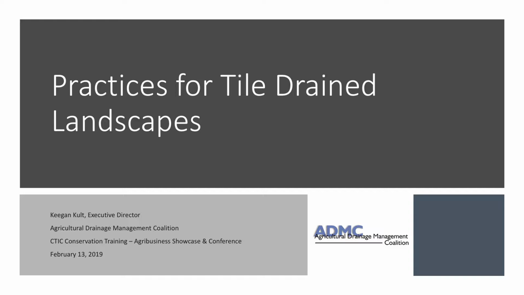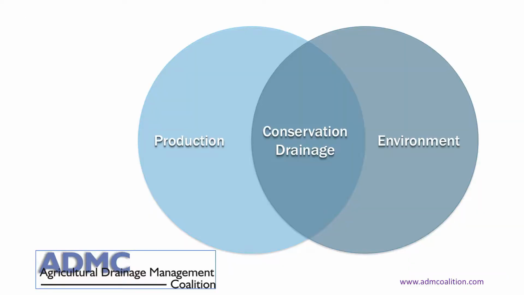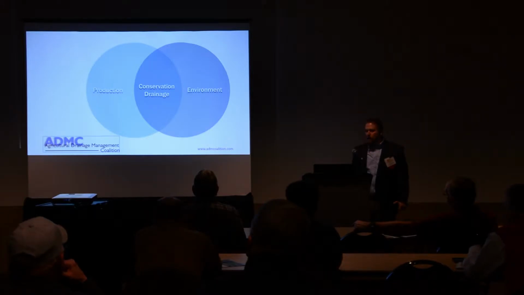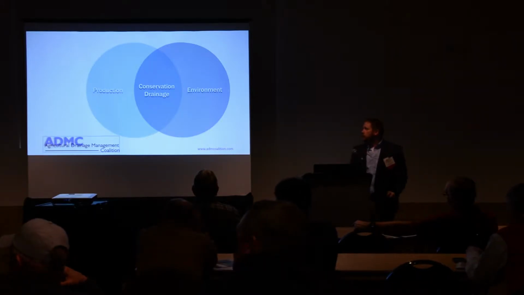So everybody likes a good Venn diagram during a presentation, but this is kind of how we think of the world of our tile system. We need that big production capacity from those field tiles. We always think that field tiles can pay for themselves, maybe get up to a 30% yield bump from pattern tiling a field out, but we know that there can be some environmental consequences. So we're trying to find that nice overlap between those two, where we're getting that production value, but we're doing it in an environmentally responsible way.